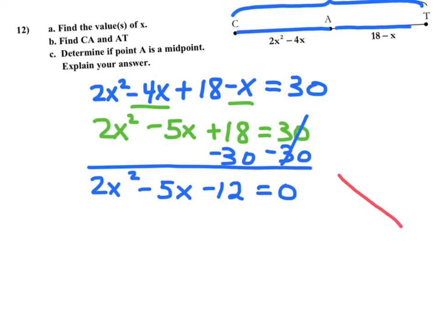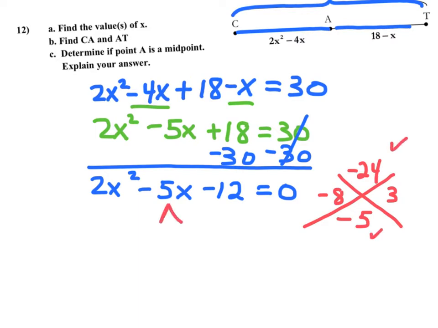So I'm going to go ahead and do my diamond. 2 times negative 12 gives me my top number, which is negative 24. My bottom number is going to be that B middle term, negative 5. All right, you guys, two numbers that are going to multiply to negative 24 and add to negative 5. We're going to go here with negative 8 and 3. Negative 8 plus 3, that gives me negative 5. Negative 8 times 3, that's negative 24.